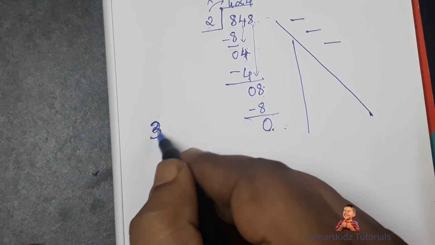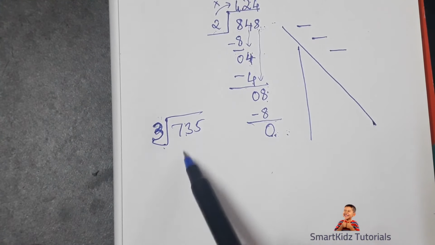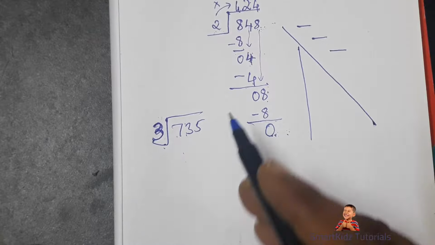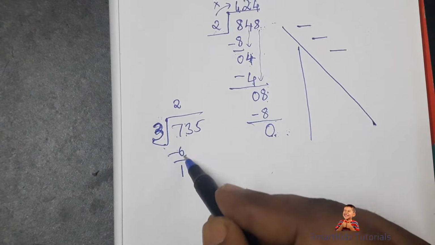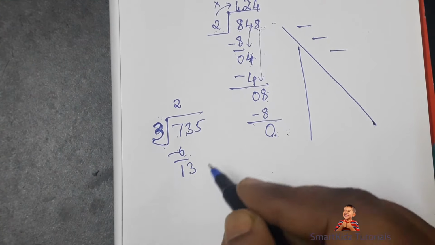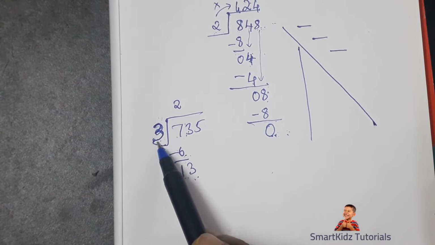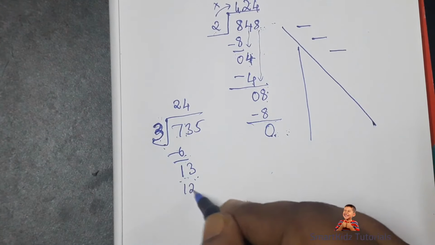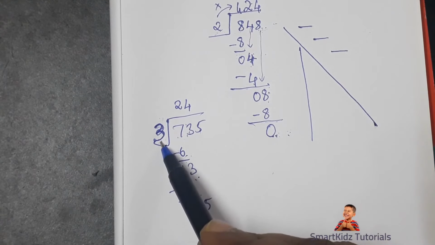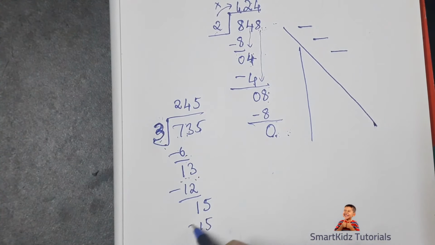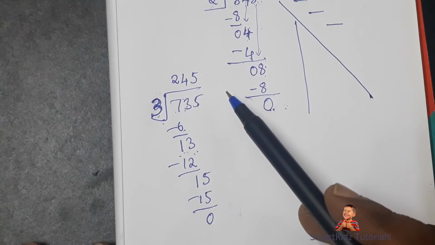3 divided by 735. We check over here. If we take 3 1s are 3, it will be a small number. We can check with 3 2s are 6. So 3 2s are 6. That will give us a closest match to 7. 7 minus 6 gives us 1. We bring this 3 down, it will become 13. So 13 is our new dividend, which we have to divide using 3. If we take 3 into 4, that will give us 12. 13 minus 12 will give us 1. We bring this 5 down here, and then 3 into 5 should give us 15. 15 minus 15 is 0. Okay, so this is how we do this division.